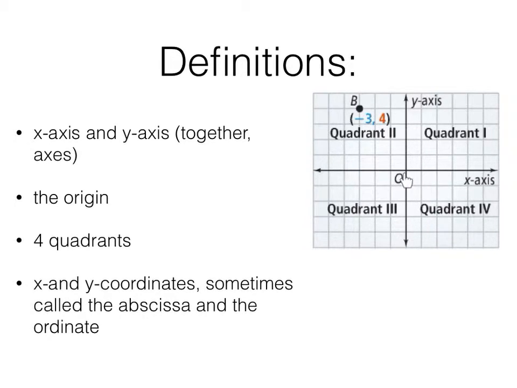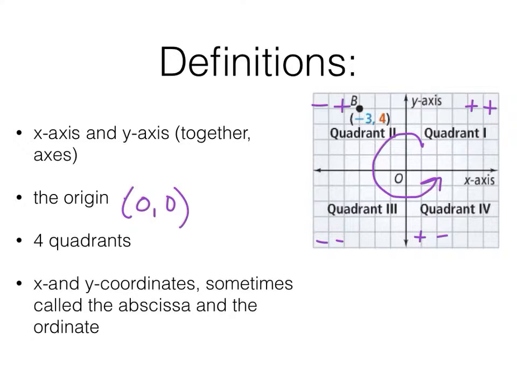The origin is the point 0, 0. Make sure you remember that. And there are 4 quadrants. Quadrant 1 is positive, positive. This is your negative x, positive y. And you'll notice that the quadrants go around in a big C, counterclockwise. So 1, 2, the third quadrant is negative, negative. And the fourth quadrant is positive for x, negative for y.